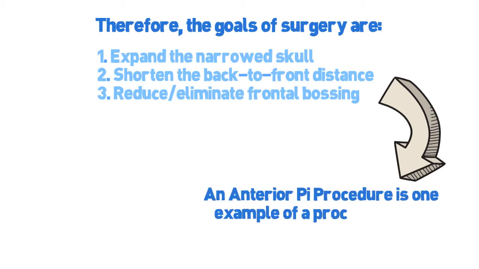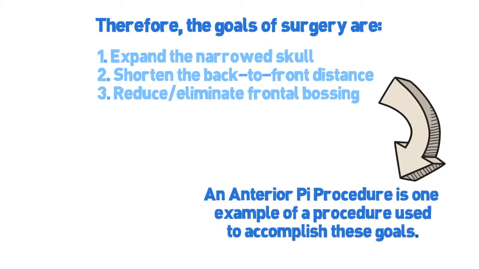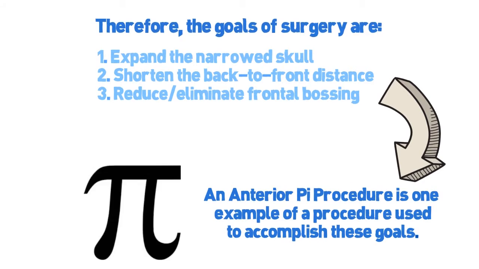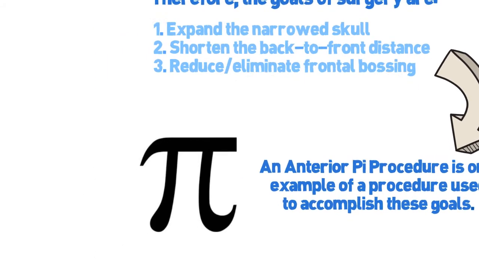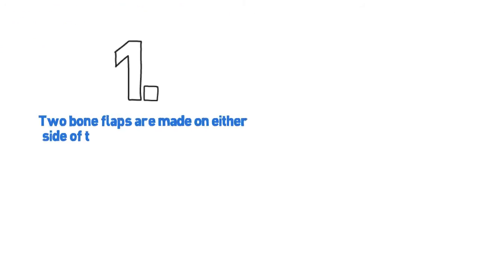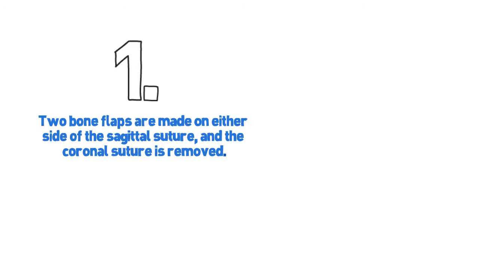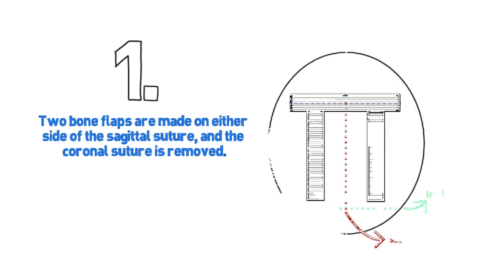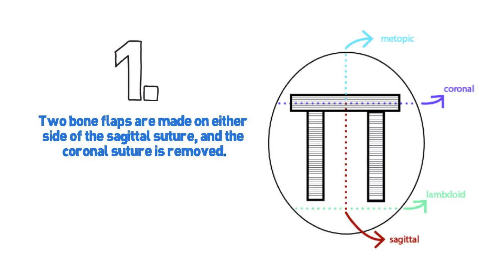One example of a surgical procedure used to accomplish these goals is called the anterior pi procedure. This procedure is named in part after the mathematical symbol pi, which the incisions resemble. To perform an anterior pi procedure, first, two bone flaps are made on either side of the sagittal suture, and the coronal suture is removed.